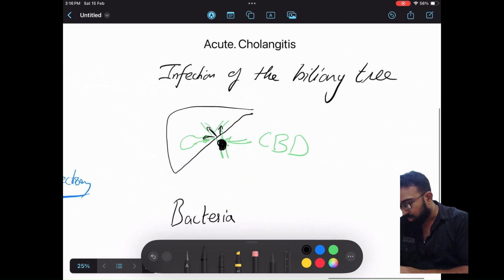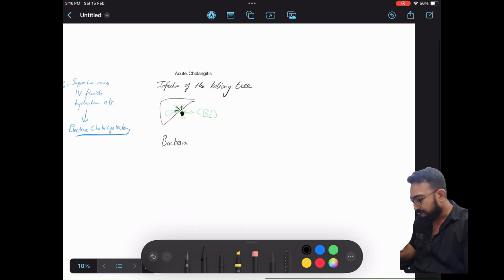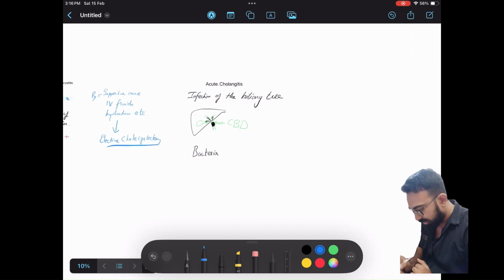Here, it is acute cholangitis. There is infection of the biliary tree. This infection of the biliary tree is very dangerous. It can lead to sepsis and it could be fatal also. Now, what is the presentation of acute cholangitis? What is the presenting feature?